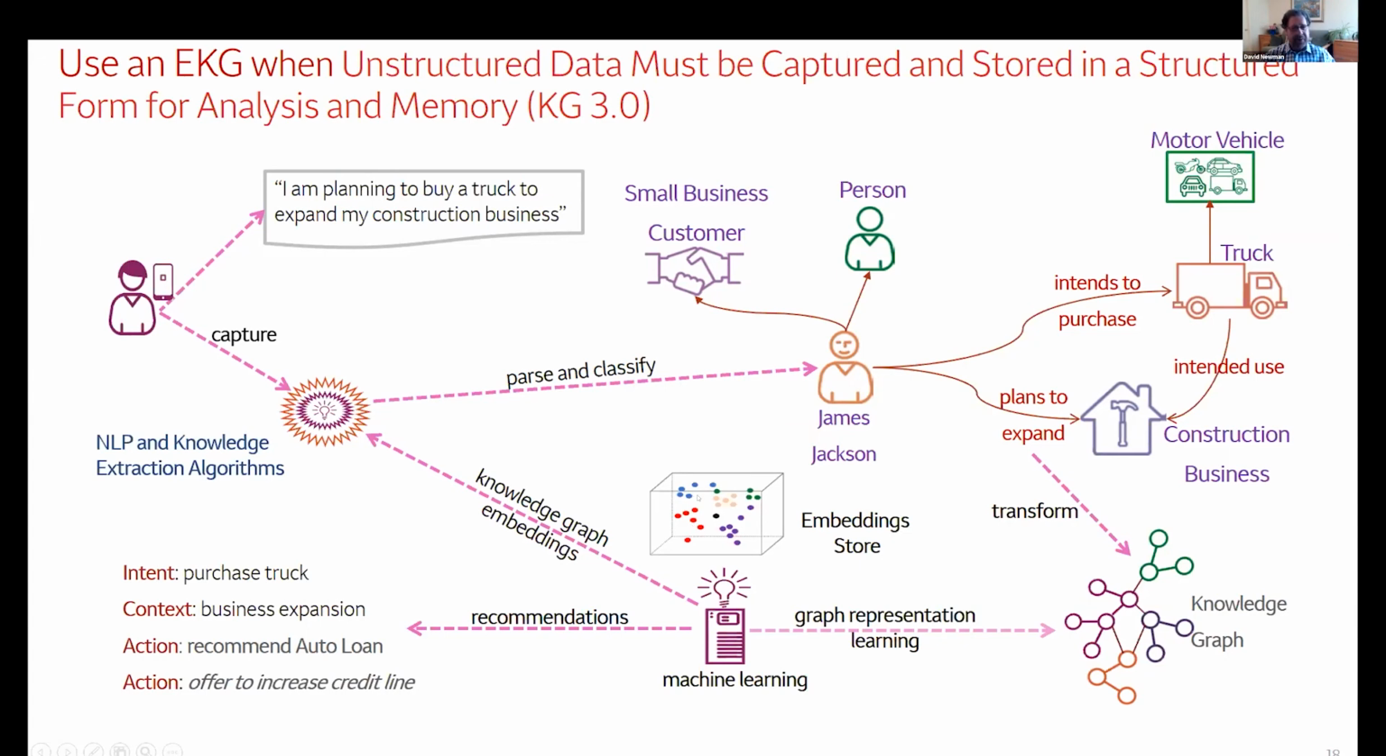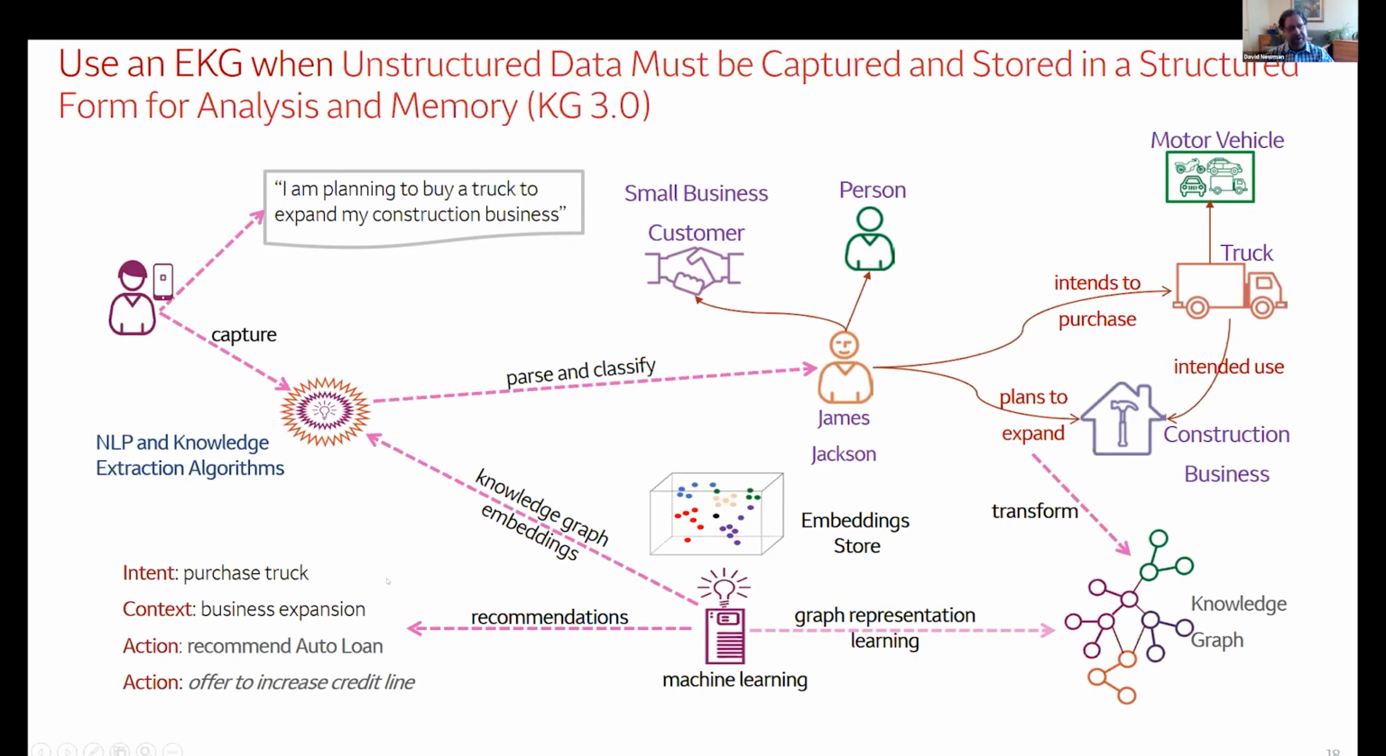And these numbers create digital fingerprints for the concepts and the relationships in the knowledge graph that allows machine learning algorithms to very rapidly iterate through these points in a vector space model to make these predictions, like understanding the intent was to purchase a truck, the context is business expansion, and the actions are to recommend an auto loan as well as to increase the credit line.